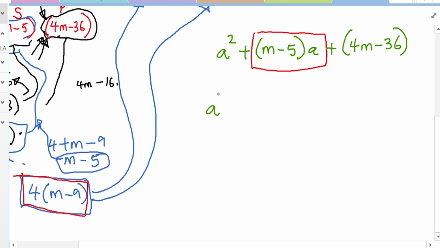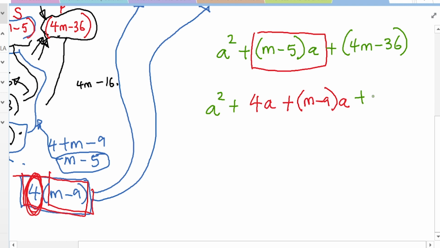So our next step is going to become a squared plus. Now the middle part is going to be displaced by those two figures. The first figure is 4, so it's going to become plus 4a. Then the next figure is m minus 9, plus m minus 9a. Then we shall continue with plus 4m minus 36, like that. So we shall go ahead and factorize these, put these in their brackets, put those ones in their own brackets.